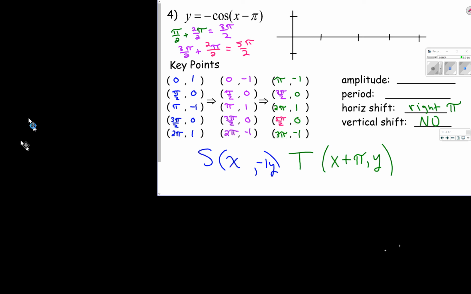The amplitude ended up just being a 1. You can never have a negative amplitude. And the period was 2 pi over b, so it ended up just being a 2 pi.